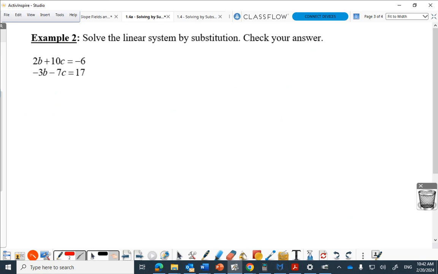Okay? 2b plus 10c equals negative 6. 3b minus 7c equals 17. Take a moment to look at that and really study it and make a decision about which variable to solve for in which equation. There are some super bad choices. There's one so-so choice and one excellent choice. But I will wait, giving you time to think.